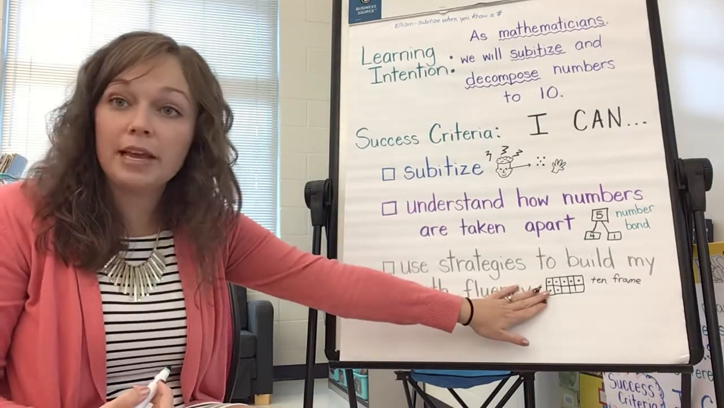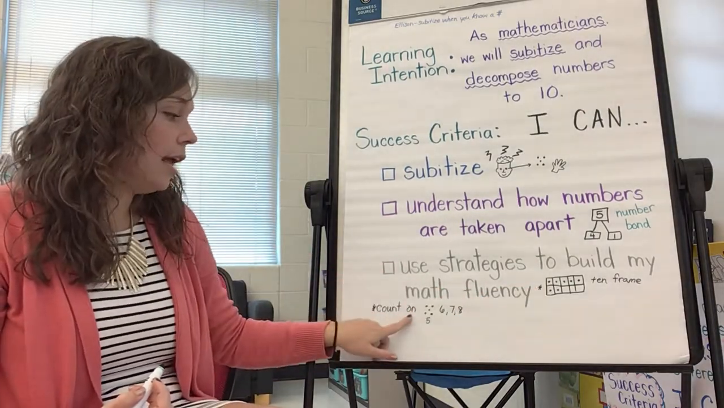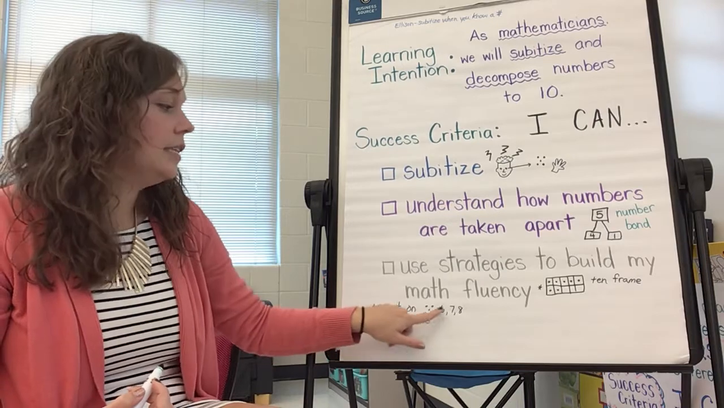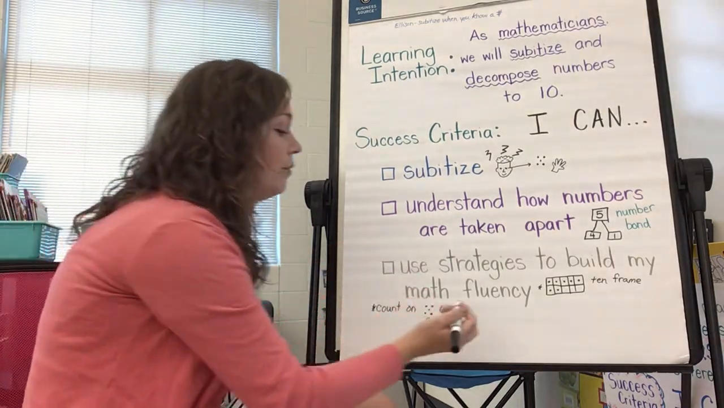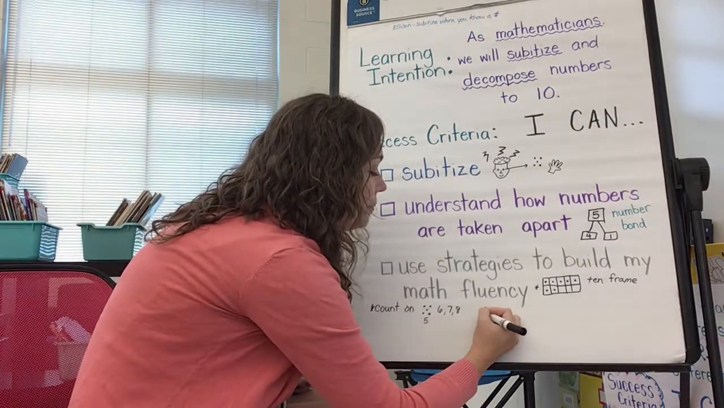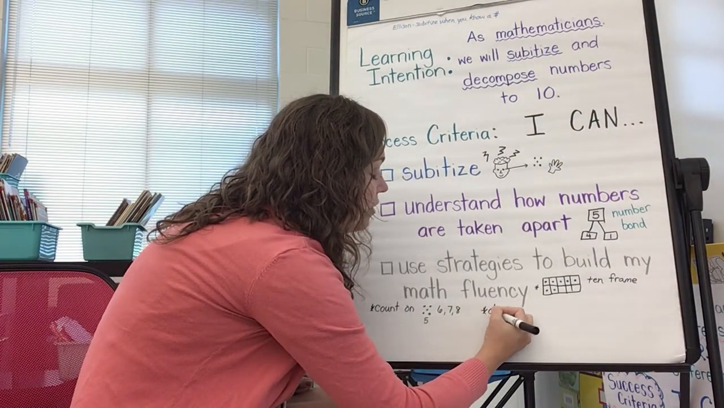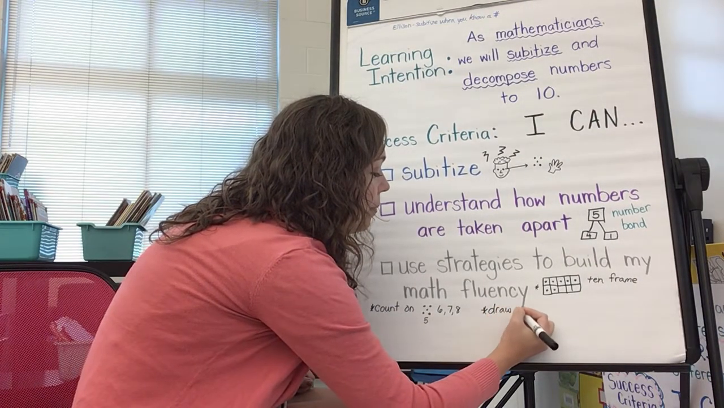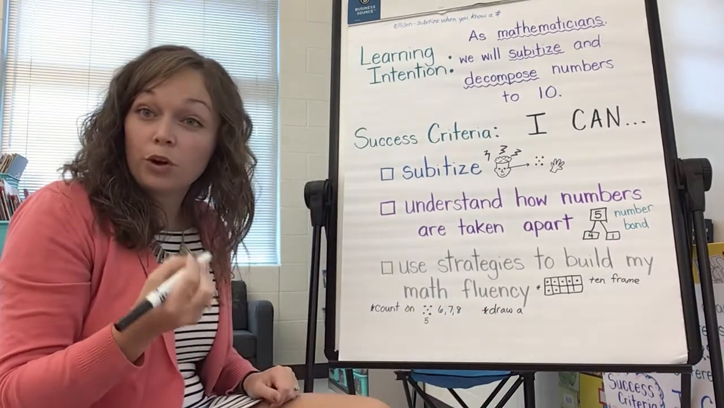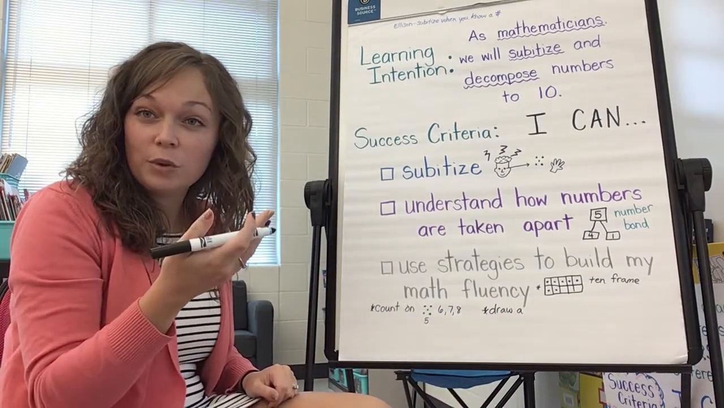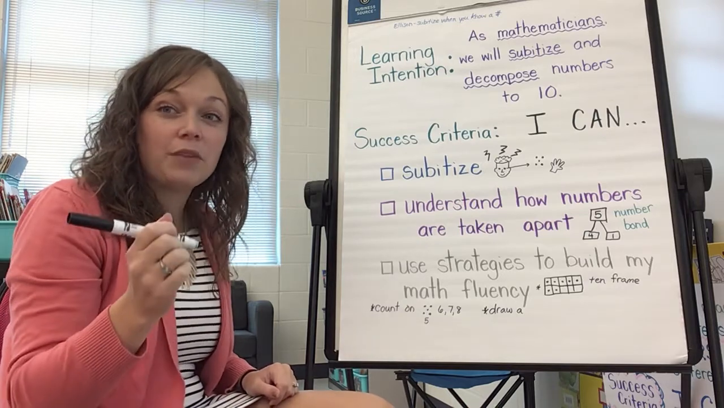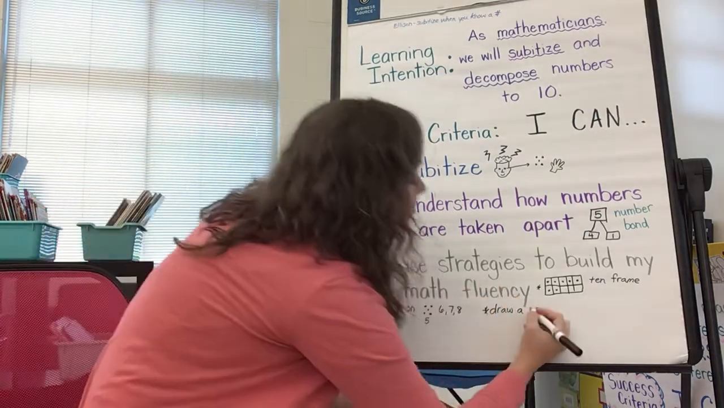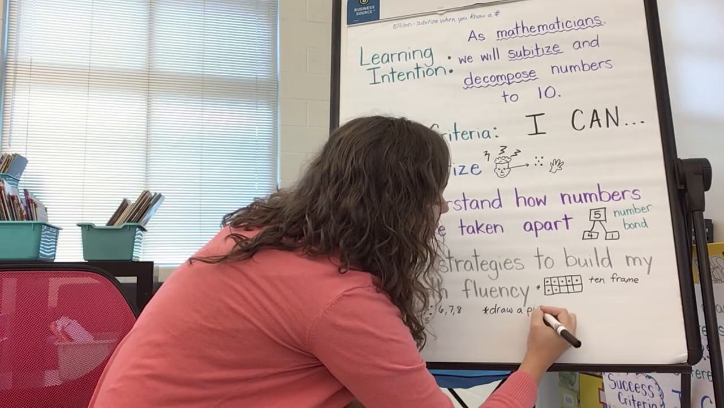So we have a 10 frame. We have counting on, like saying 5, 6, 7, 8, okay? And we have draw a picture as a strategy. This has really been helping us with those word problems, the stories that have to do with math, where we read it first, then we draw a picture, and then we write our number model to go with it. Pictures can be so helpful in math.